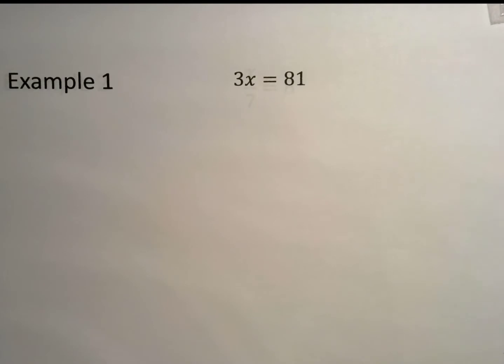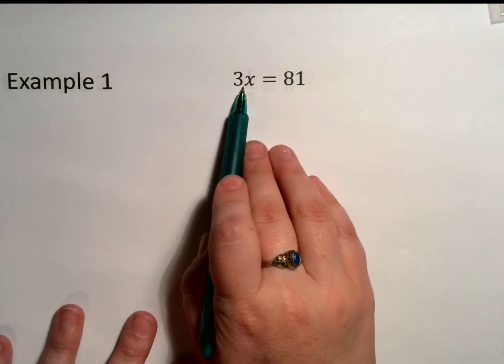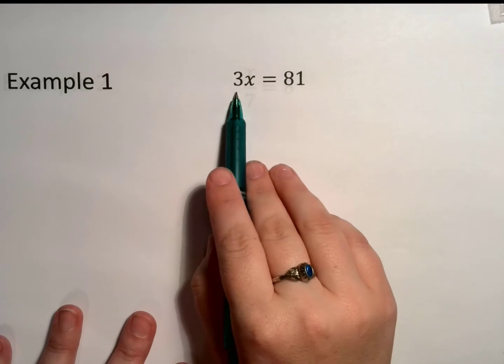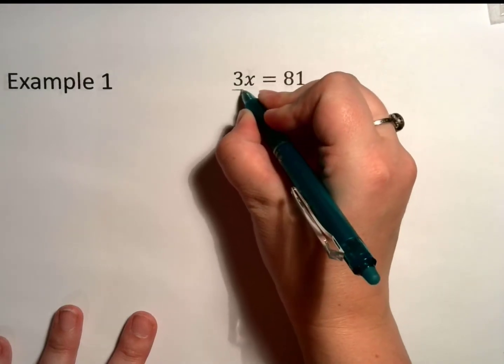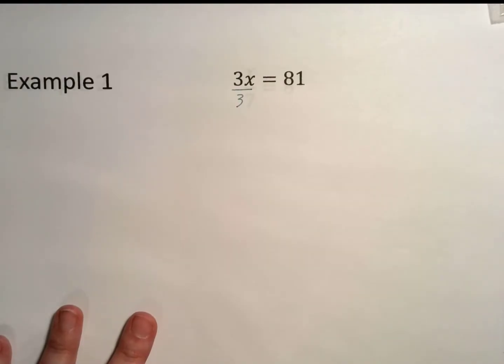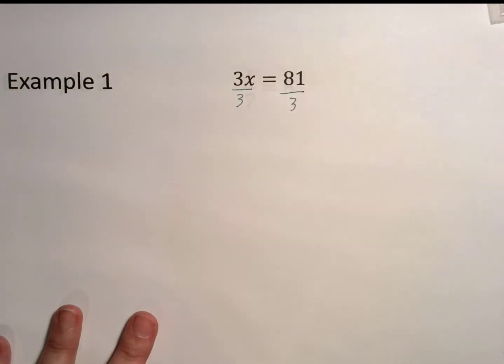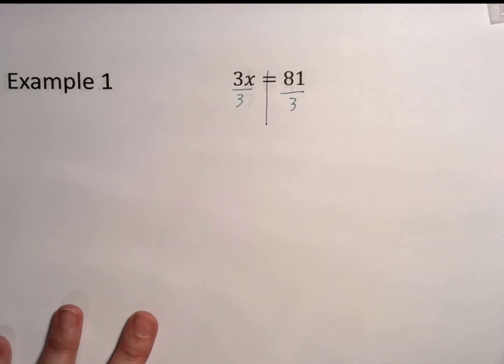All right, so for our first example, I've got 3x equals 81. So I'm going to first look at what operation is being done here. Well, I'm multiplying 3 times x, right? So I need to undo it. So I'm going to divide by 3. Now, in order to keep my equation balanced, I have to do the exact same thing to the other side of the equation. So if it helps, find the equal sign and draw a line so you know that you've worked both sides of the equation.